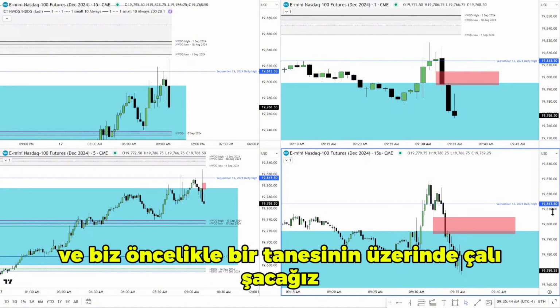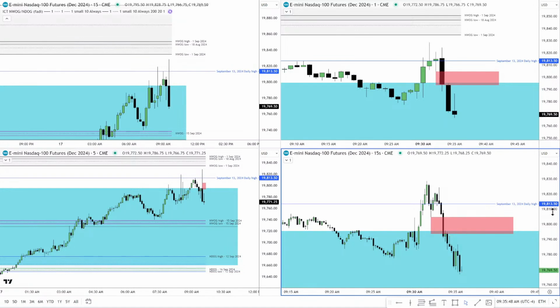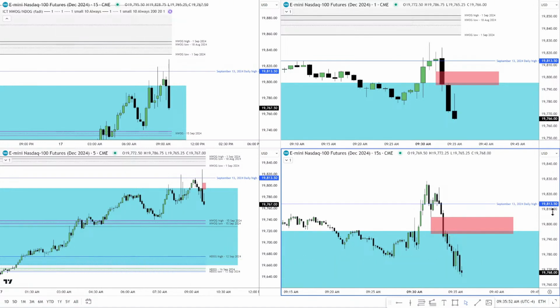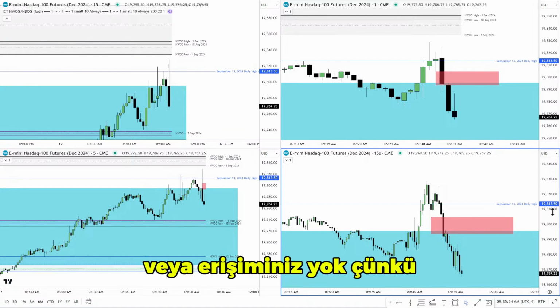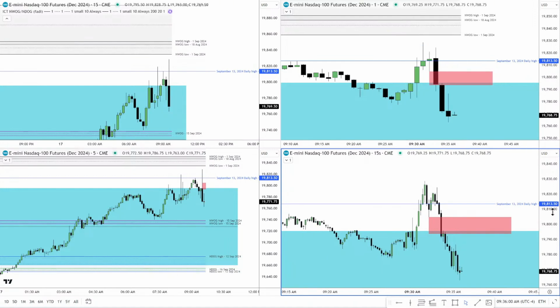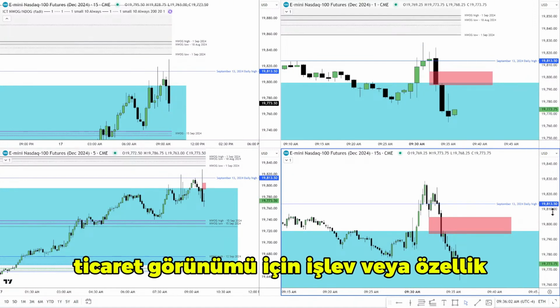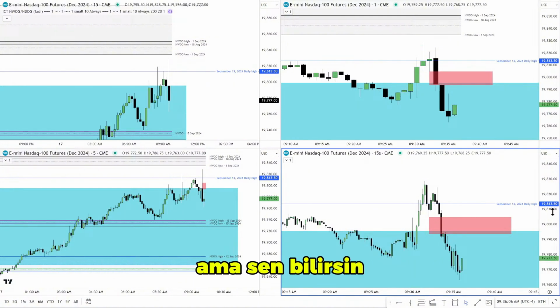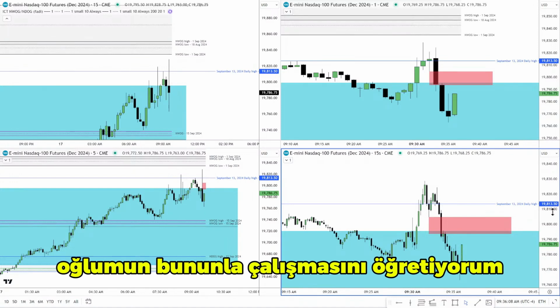And we're going to work primarily off of the 1 and 15-second chart today. Now, I know some of you don't have access to it because of your plan or whatever. You don't have that function or feature for TradingView. It's up to you to get it, but this is what I'm teaching my son to work with.